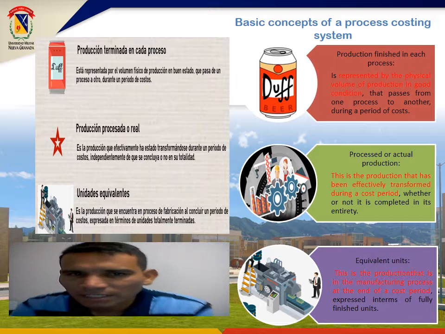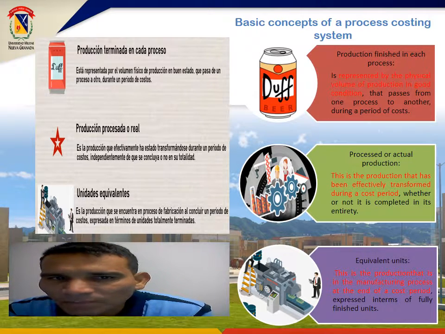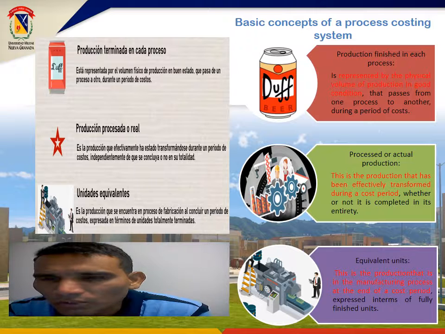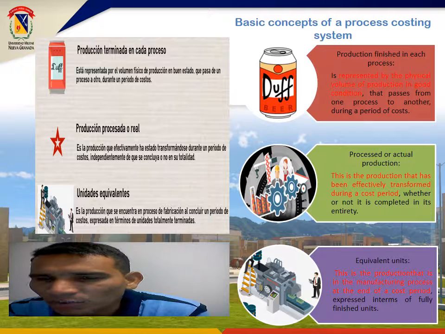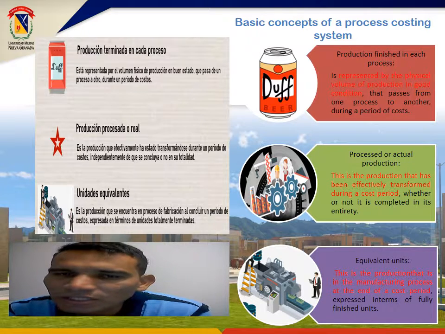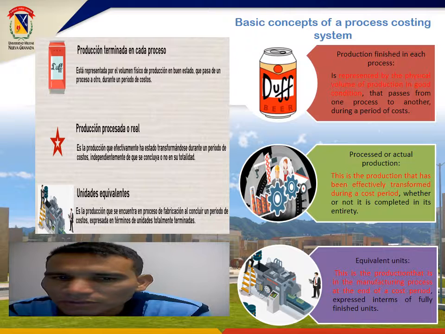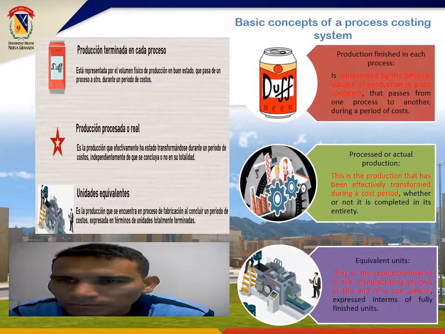Production finished in each process, represented by the physical volume of production in good condition. Processed or actual production. This is the production that has been effectively transferred during the cost period. Equivalent unit. This is the production that is in the manufacturing process at the end of a cost period.